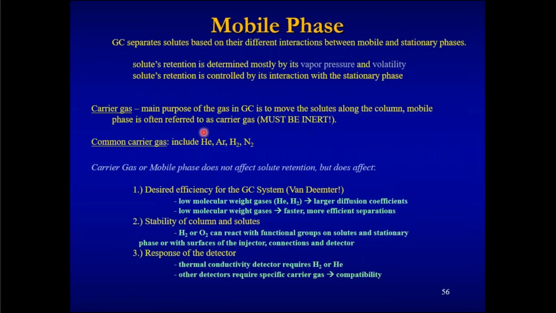So now we see about the mobile phase. GC separates solutes based on their different interactions between mobile phase and stationary phase. The solute's retention is determined mostly by vapor pressure and volatility. So it should be volatile, so its retention is dependent upon its volatility. Solute retention is controlled by its interaction with the stationary phase. These are things that you already know.